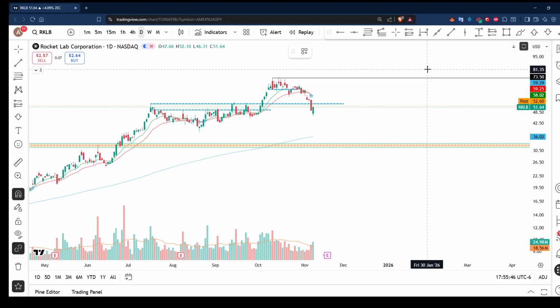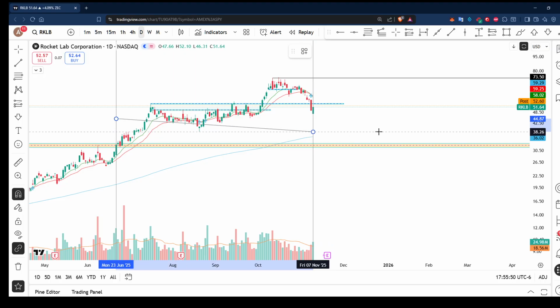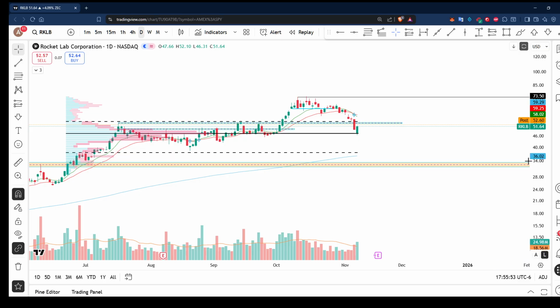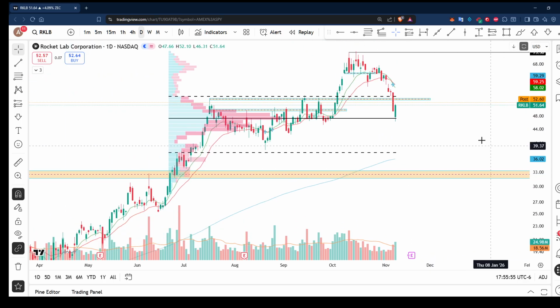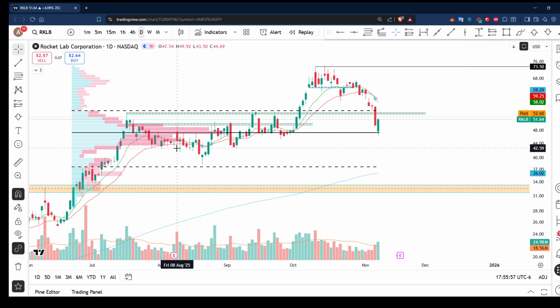So the fixed range volume profile, I'm going to do it from, you know what, let's be generous, from this state right here. Okay. Now, this is what the volume profile shows me.